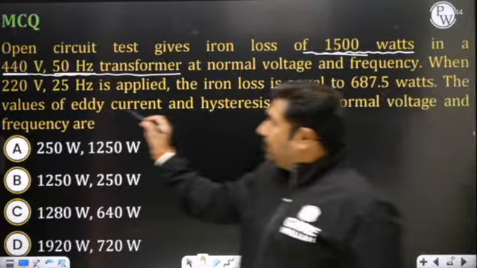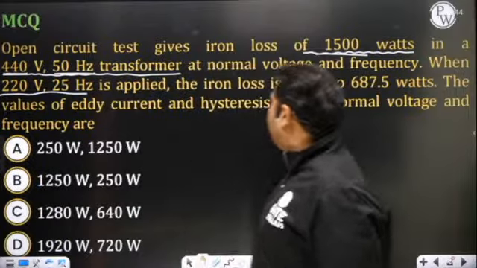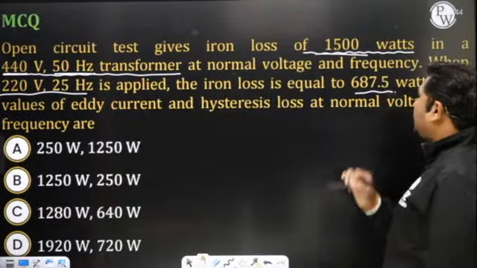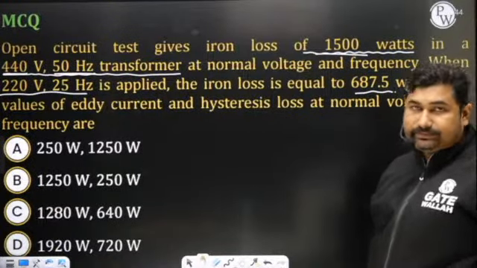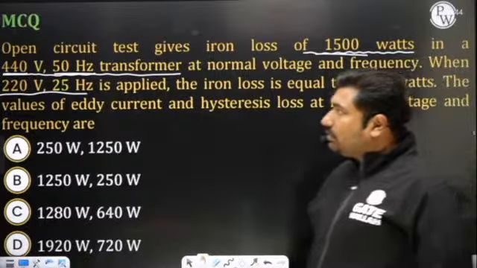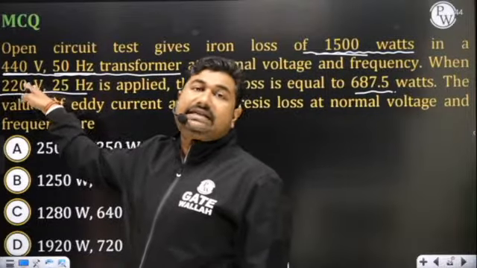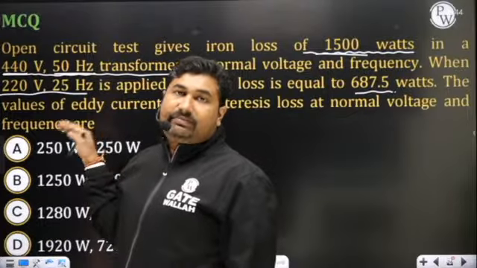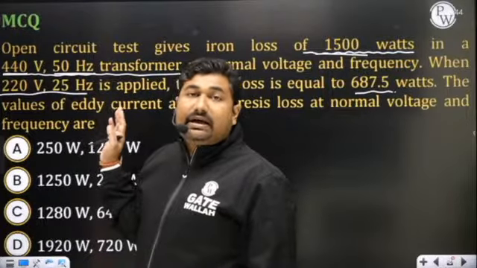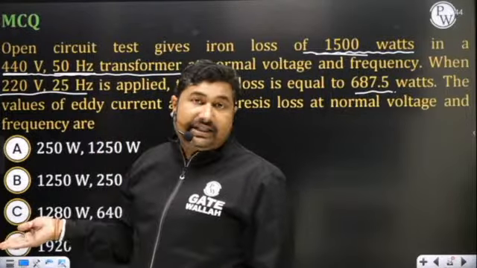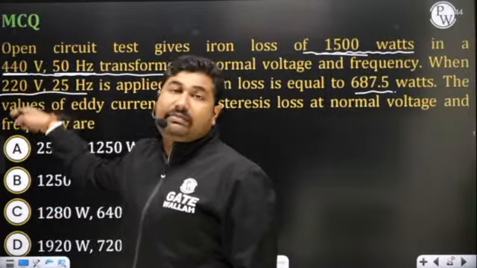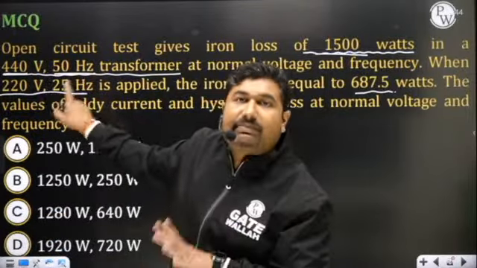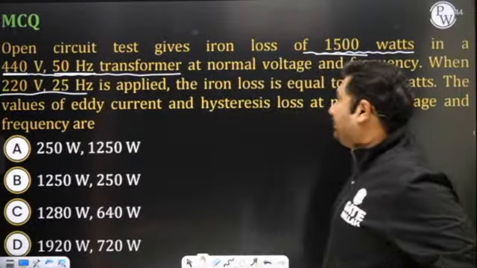When 220 volt 25 hertz is applied, the iron loss is equal to 687.5 watts. Now you need not care whether it is the LV side or the HV side, whether V by F is constant or not, because HV and LV are not defined in the question. It means both times the supply is given on the same side. Is it okay? Yes, sir.